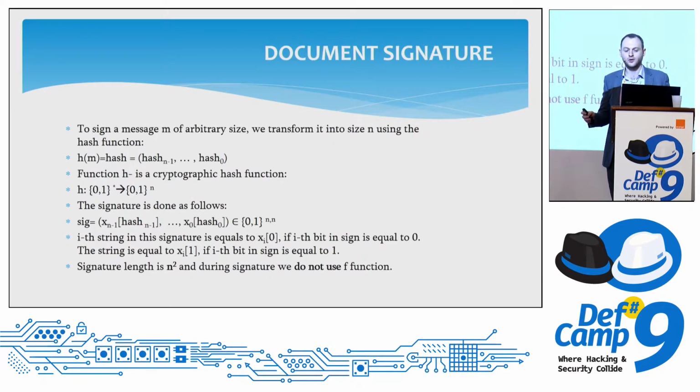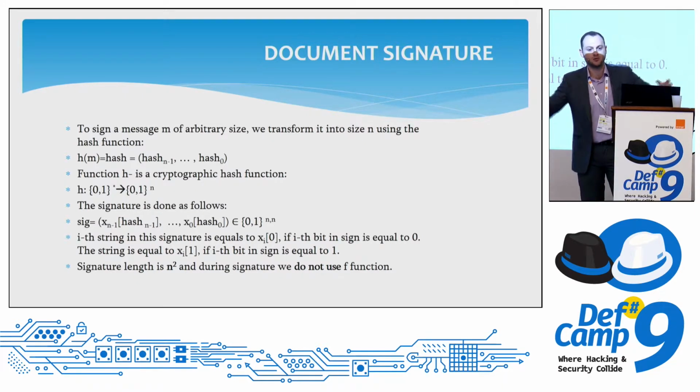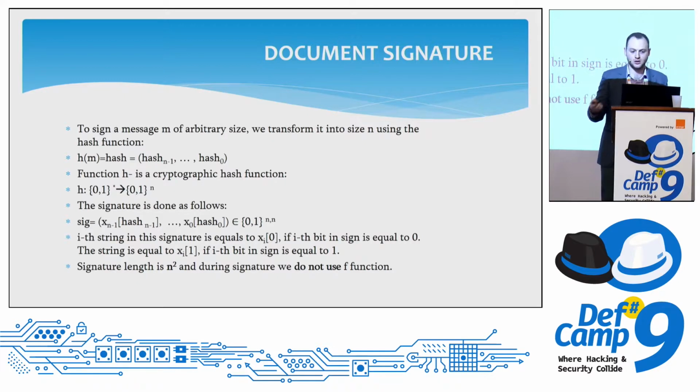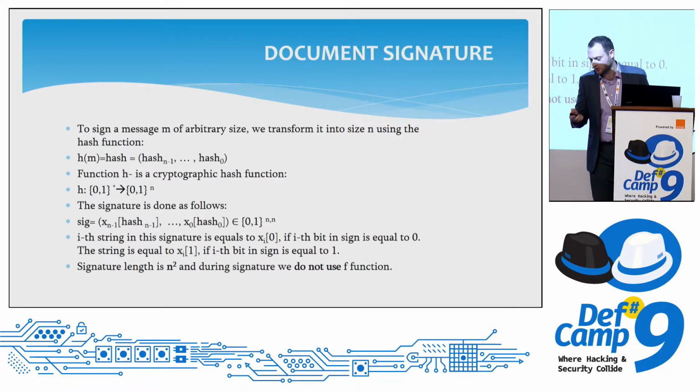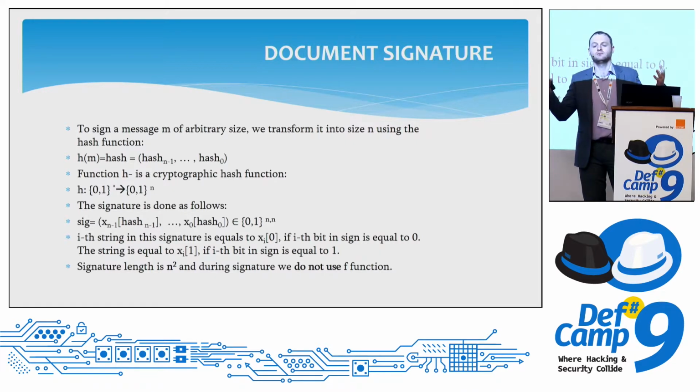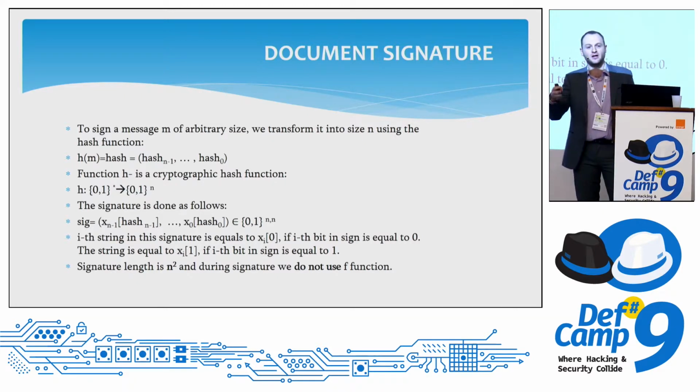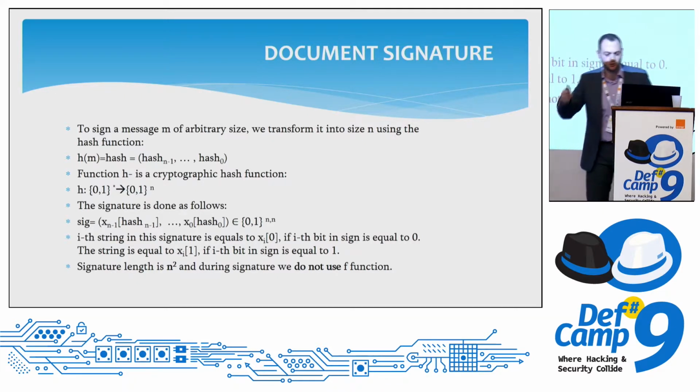So how do we sign the message? First of all, we hash it. Why do we hash it? Because it can be really big and we need some concrete size n. We hash it using the hash function. Here is our hash function, h, and it receives on input an input of arbitrary size and maps it to concrete size n. How is the signature performed? So we have 2n strings of keys, each of length n. We can say that there is a pair of n strings.